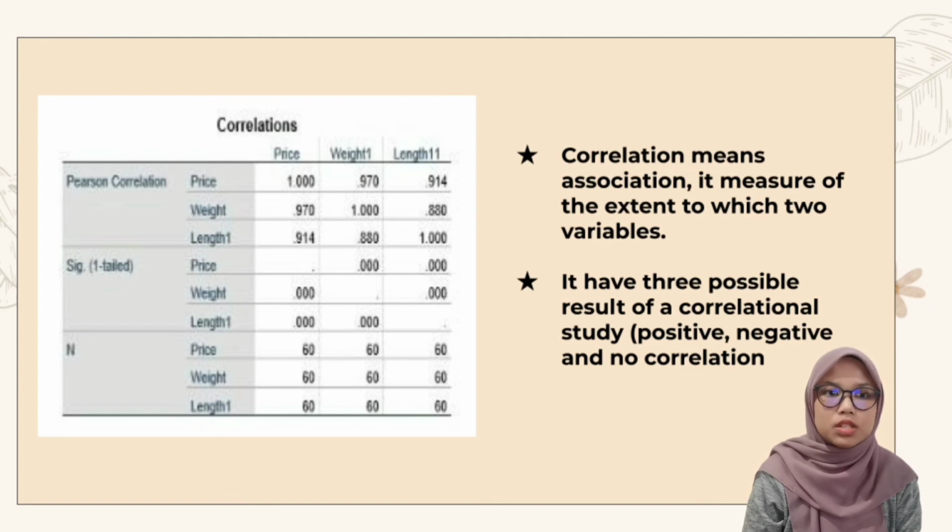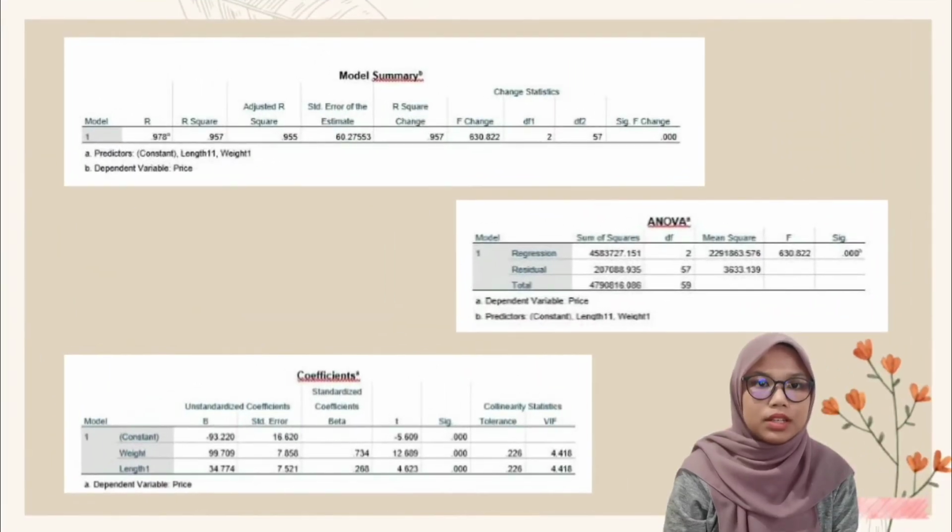This is because positive correlation is a relationship between two variables in which both variables move in the same direction. Model summary. The model summary table reports the strength of the relationship between the model and the dependent variable. The R-square value is 0.957, which means 95.7% of the variance in the cell can be explained by price, weight, and length. The adjusted R-square is 95.5%. Adjusted R-square is the corrected R-square statistic that penalizes models with a large number of parameters.